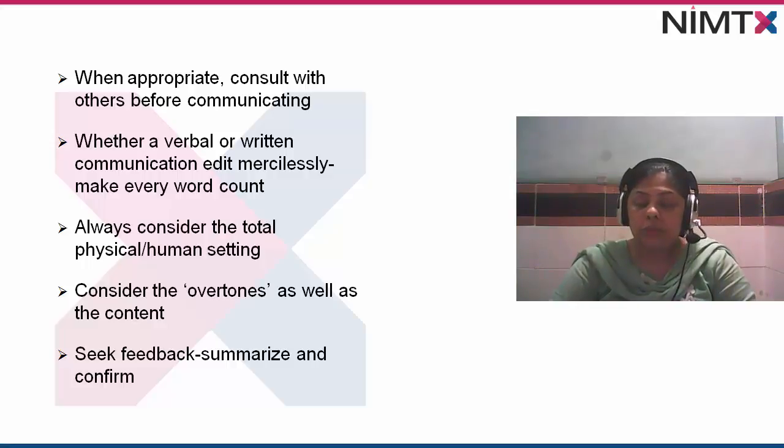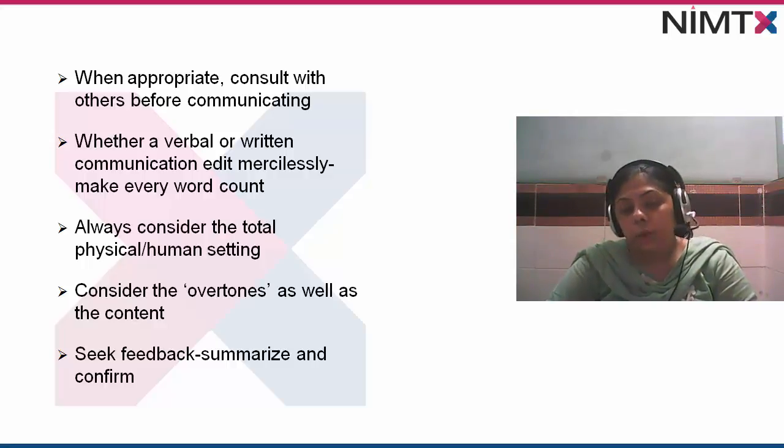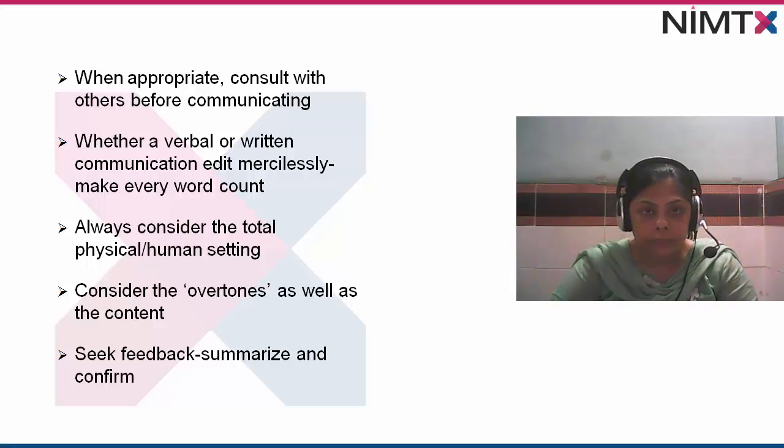You cannot act foolish while communicating. Always consider the total physical human setting. You are speaking in front of intellectuals, in front of economists. You cannot speak as if you're speaking in front of children. So you have to see what the setting is, where you are speaking, in front of what kind of people you are speaking. Consider the overtones as well as the content: your verbal and non-verbal gestures, your facial gestures, your tone, your body language, as well as the content of what you are speaking about.